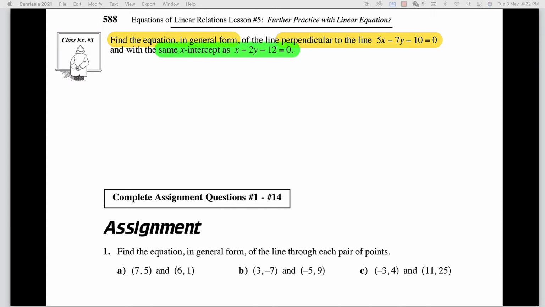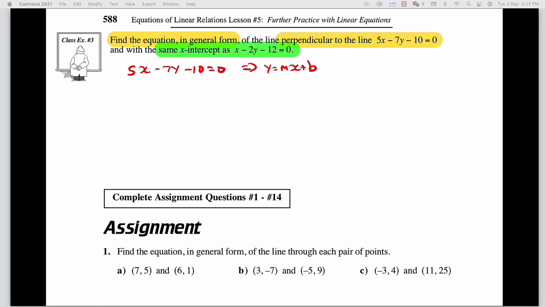Be careful when you read that. Quite often you might look at that quickly and think that's going to be Y-intercept, but it's the same X-intercept. So I'm starting off with this equation up here, 5x minus 7y minus 10 equals 0. And I know that the slope of this line is going to be perpendicular to the slope of the line that I'm making. Okay, so I need to convert this into the y equals mx plus b form in order to calculate my slope.